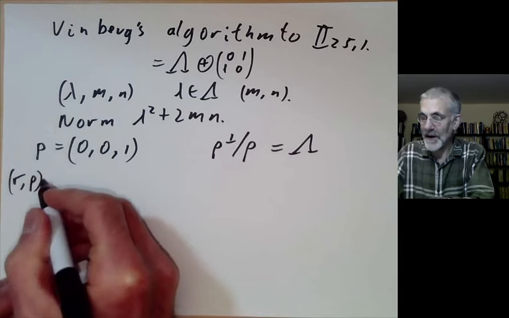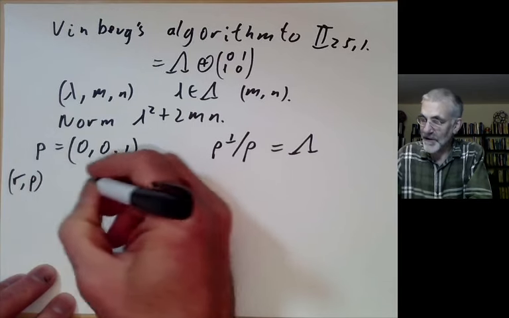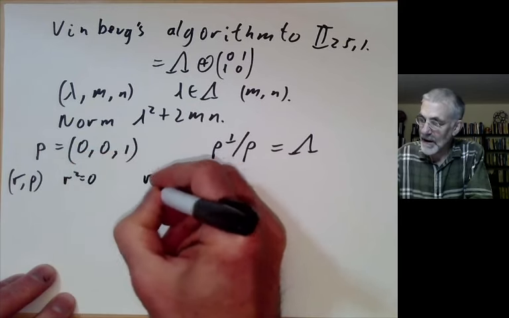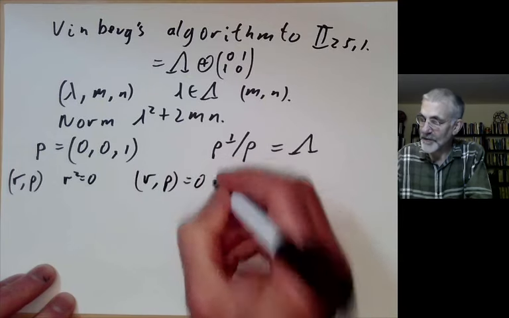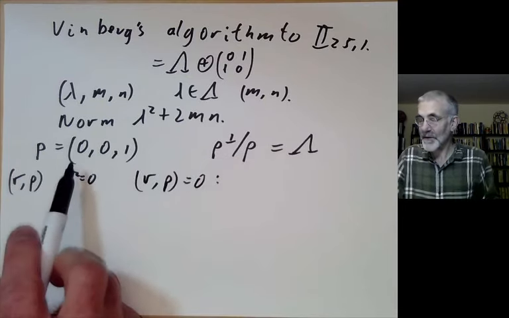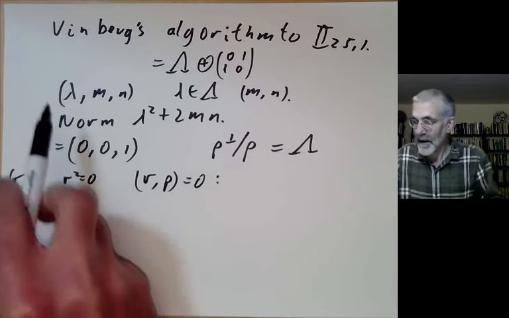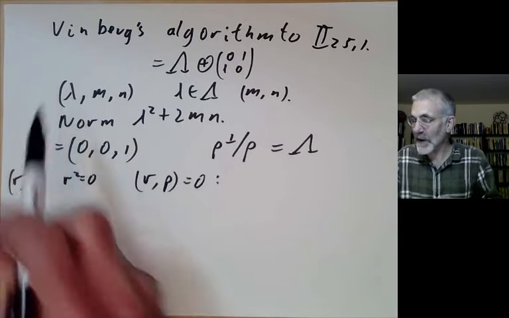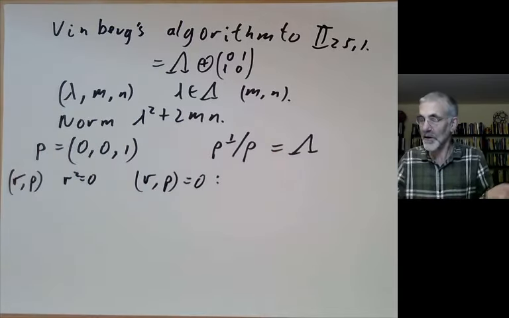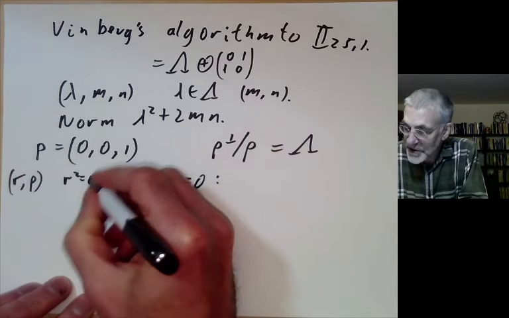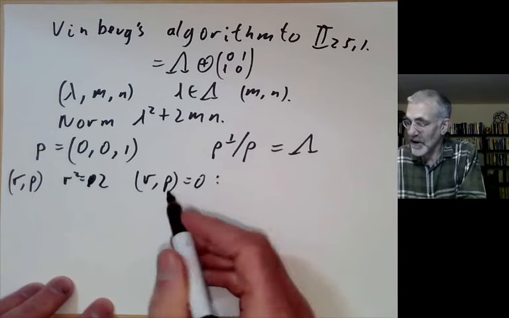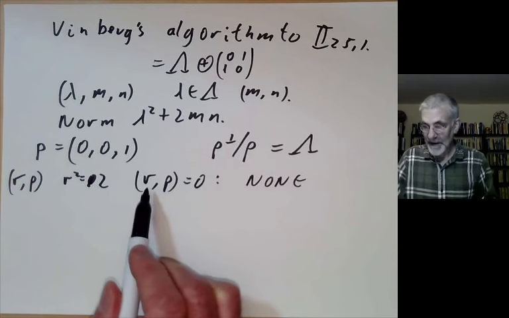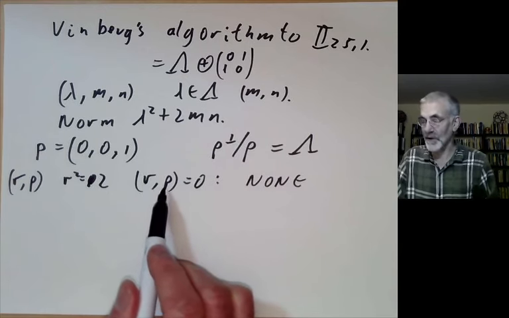So we want Rp to be 0, 1, 2, and so on. And of course, we want R squared equals 2. So if Rp is 0, well, then you see that the vector lambda mn would have the property that lambda squared was 2, and the Leech lattice has no vectors of norm 2. So there are no simple roots that have inner product 0 with p.